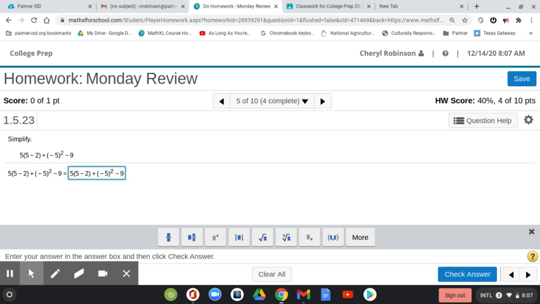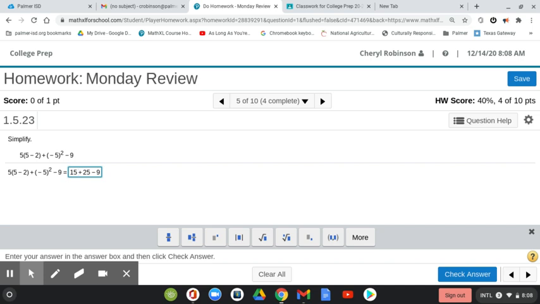Okay, so the first thing that we want to do is to take 5 minus 2. Well, 5 minus 2 is 3, so I'm going to change that to a 3. The next thing we want to do is to square negative 5. So negative 5, the negative is being squared, so it ends up being a positive 25. Okay. So now I have 5 times 3, which is 15.